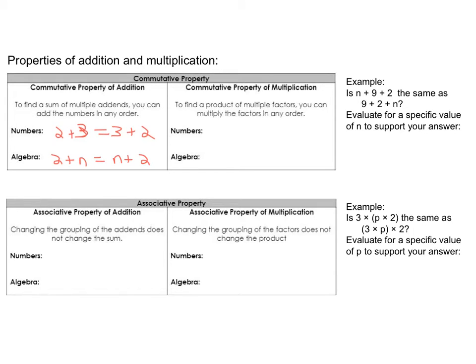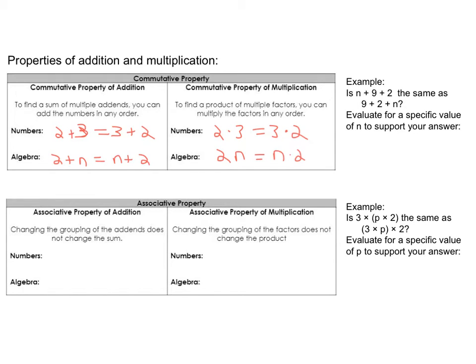Multiplication is the same. I can do 2 times 3, and that's the same as 3 times 2. And I can also do it with variables. I can have 2n, and that's the same as n2. Same deal.